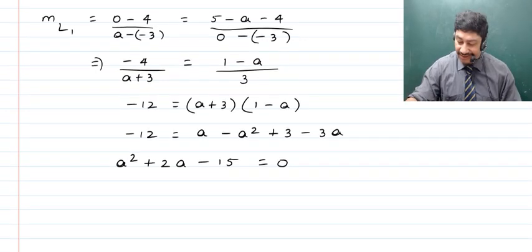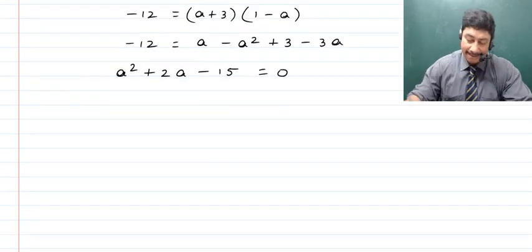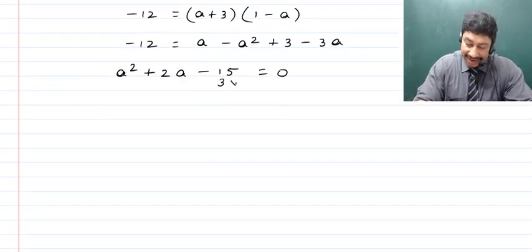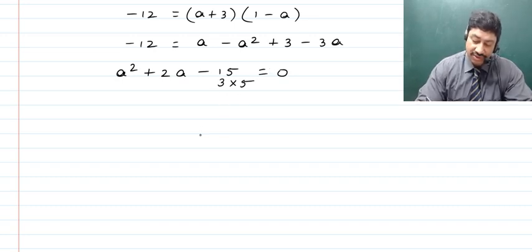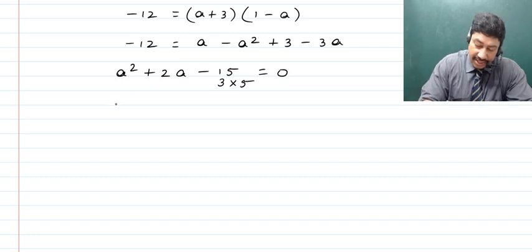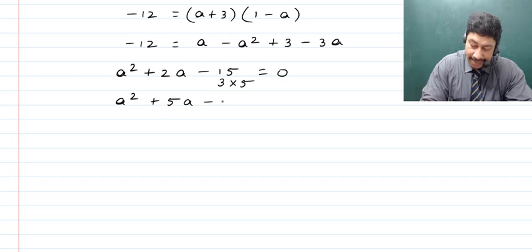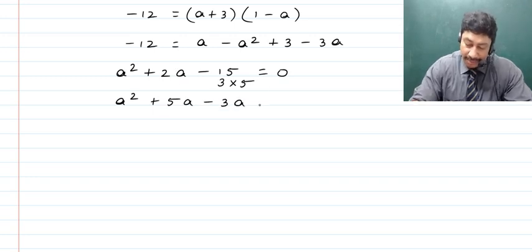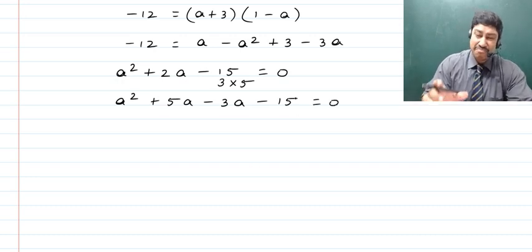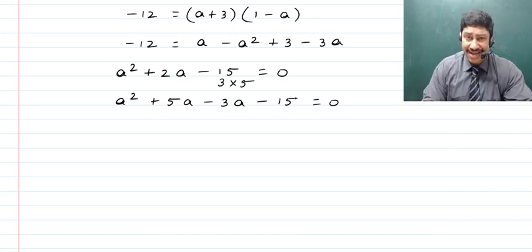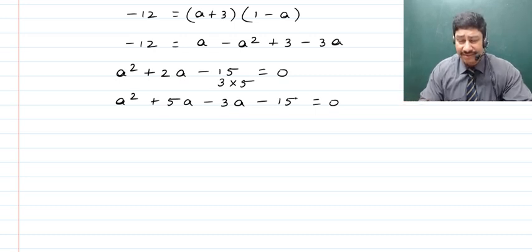Now children, from this we have to get the values of a. Now we can write the product of the prime factors of the coefficient of the quadratic term and the constant term. So it comes to be 3 into 5. Now in this, if you write a square plus 5a minus 3a, so obviously that will give you plus 2a minus 15 is equal to 0. Now this is perfectly factorizable. That is because there are two terms which are positive and there are two terms which are negative.